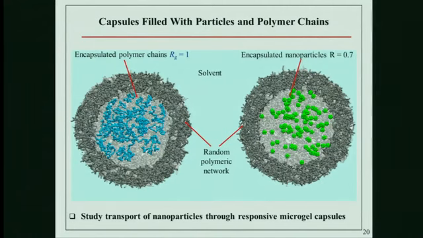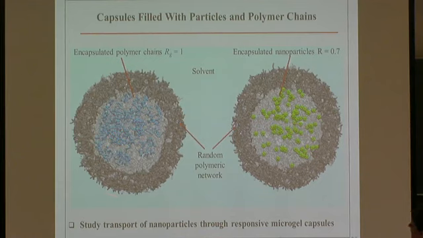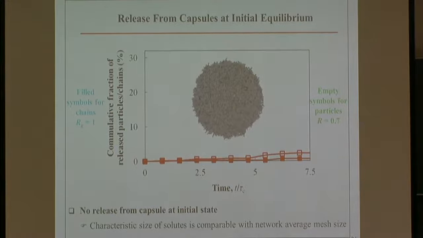This is our model again. This is a gel particle in which we put polymer chains and nanoparticles. We want to compare these two cases. These chains have a radius of gyration of 1, in DPD units, and these particles are a little bit smaller, with a radius of gyration of 0.7. We put them inside, and initially we set the pore size in the network a little bit smaller than the size of these particles and chains, so they cannot easily diffuse out. Essentially, they will stay inside these containers. Okay, and that's what you see in this simulation.